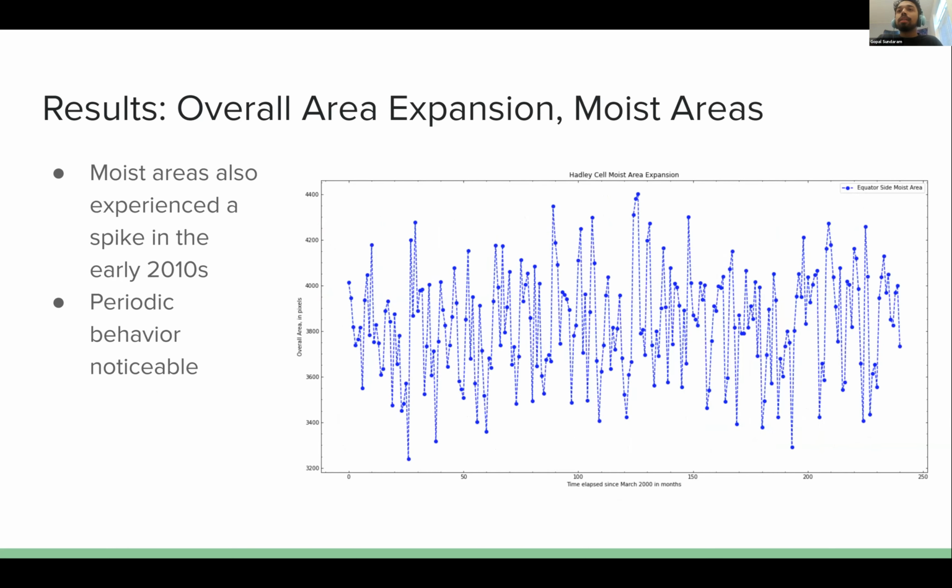Part two is I looked at the blue areas, the areas that are known to be moist. Once again, you see this periodic trend here, but the overall trend isn't really changing that much. It also, just like with the dry areas, experienced a spike in the early 2010s. But this periodic behavior is most certainly noticeable, which is cool. I think that's a really cool thing. You can see that when it was going back and forth, there's definitely this periodic behavior.